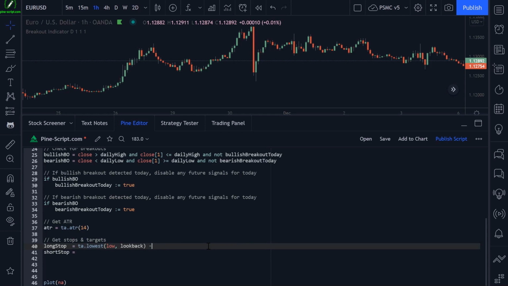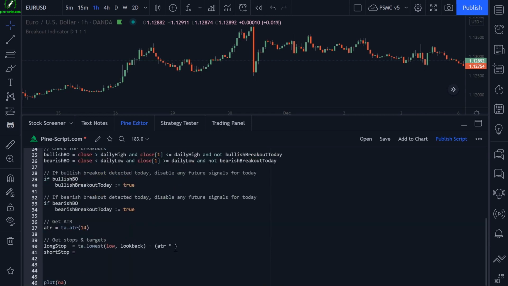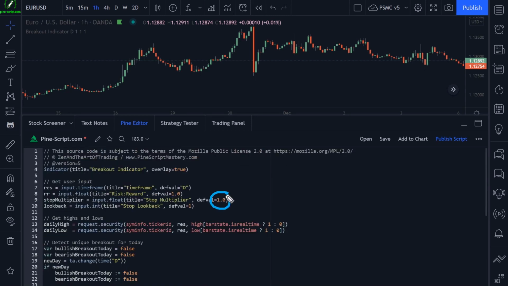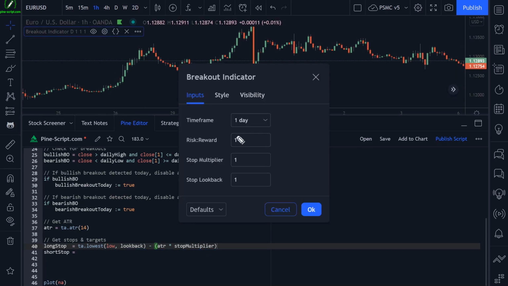And then we need to subtract the current ATR value multiplied by our stop loss multiplier value. So by default, that's just 1.0. So we're having a 1 ATR stop loss below the recent swing low by default using the default settings. But you can obviously change that in the settings menu if you want a tighter or wider stop loss. You could change this to 2.5, for example, or 0.5 to make it half an ATR.